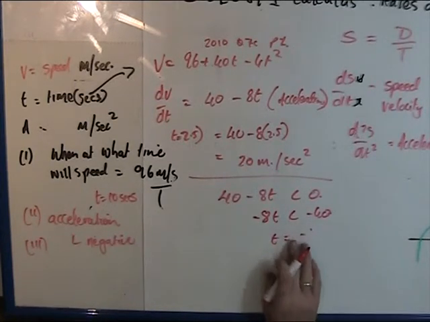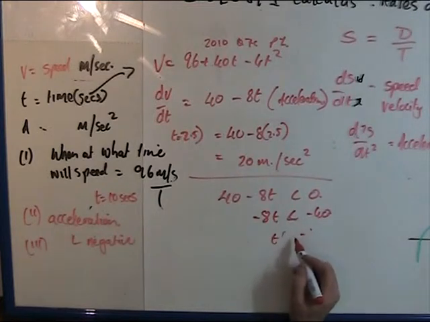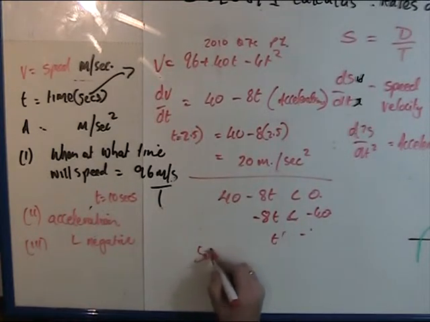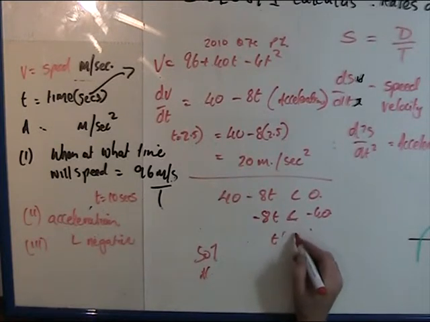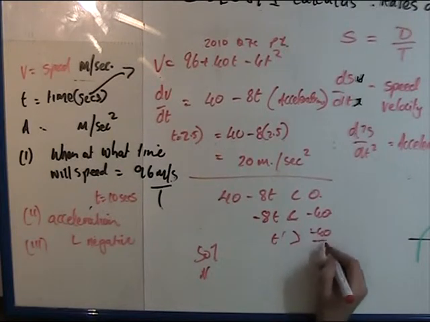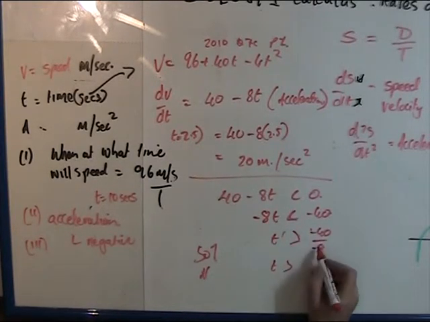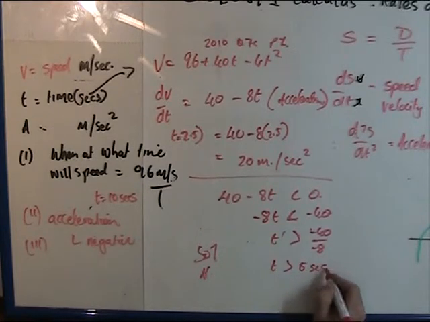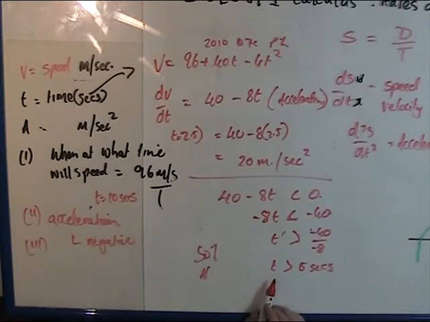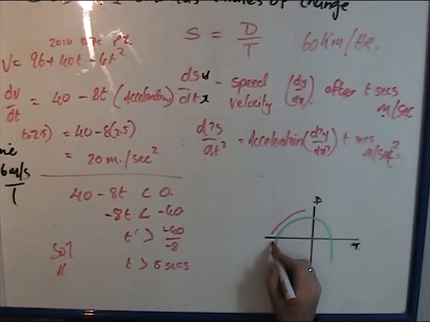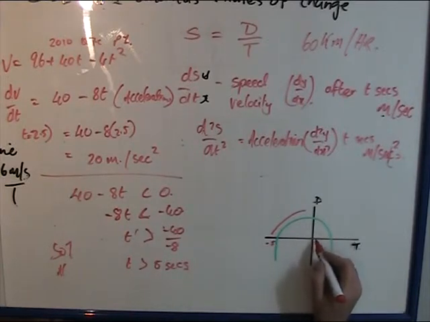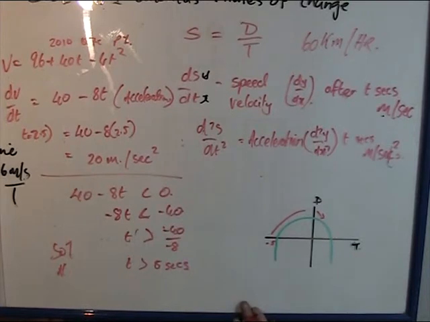Now remember, this is an inequality sign, so when you divide by a negative you must change the direction of the sign. You'll find this in series 1 algebra. Very important. It's on YouTube. So t is greater than minus 40 divided by minus 8, which is t greater than 5 seconds. So after 5 seconds, the acceleration was negative. He's going up, and then after 5 seconds he starts to decline. That's the acceleration.